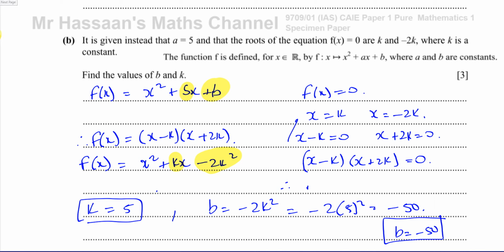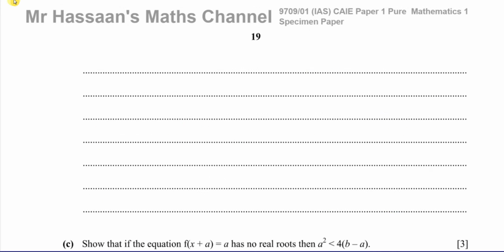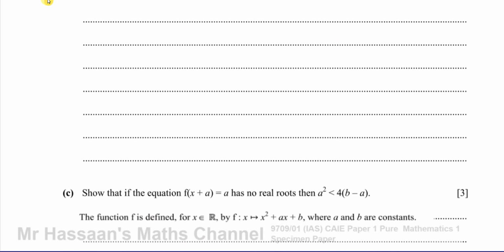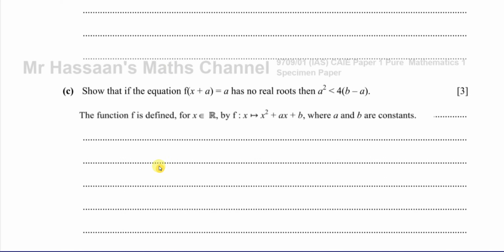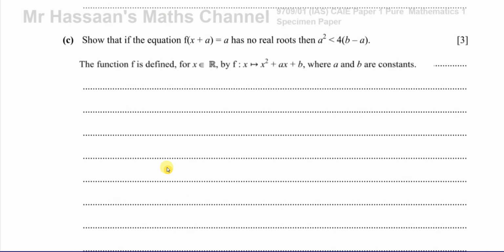Now I think there's a part C. Let's have a look. Yes, there is. It says show that if the equation f of x plus a equals a has no real roots, then a squared is less than 4 times b minus a.